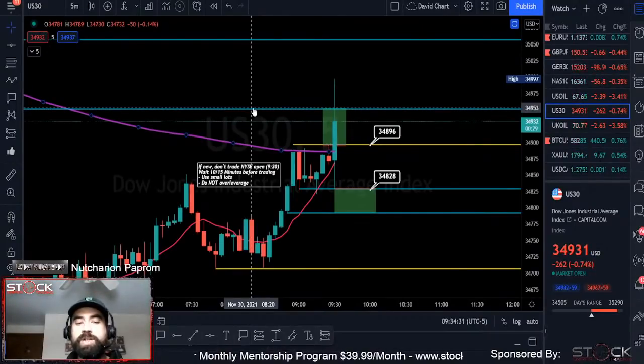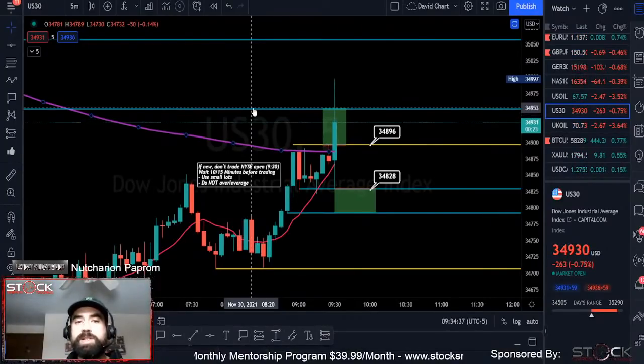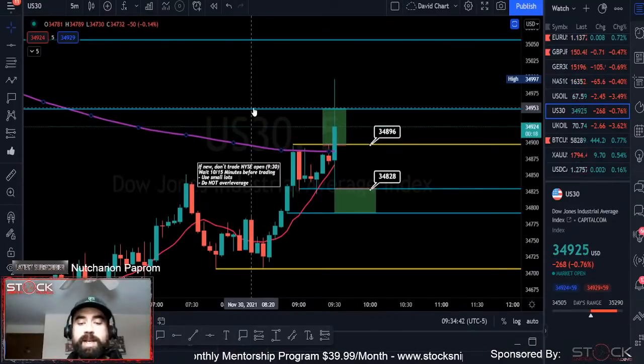So check out the rejection here. Check out the rejection we have. Now we're pushing right back down. This is still the 930 candle, guys. So this is the erratic behavior. If, guys, you didn't take that, that's okay. That's okay. Just watch.